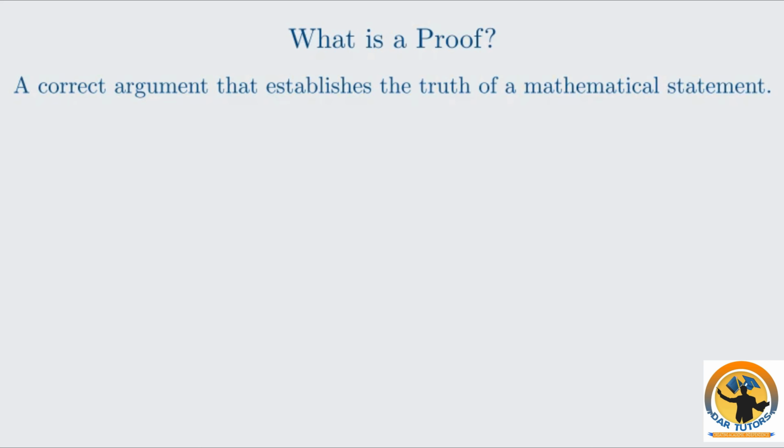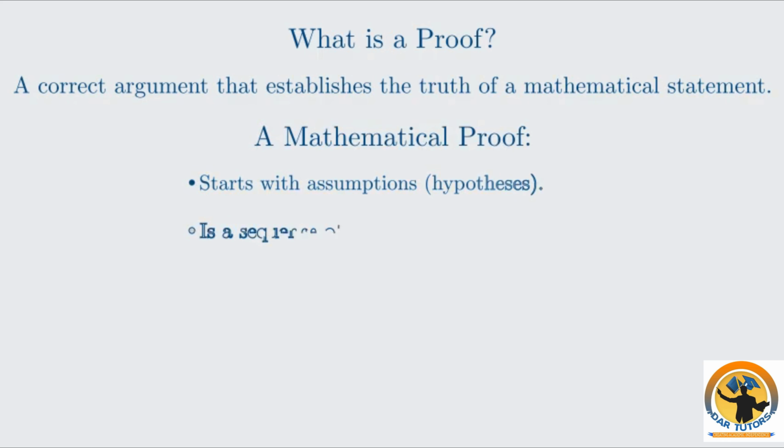Every proof follows a logical structure. It starts with assumptions, called hypotheses, and through a sequence of correct mathematical steps, it arrives at a conclusion. So a proof begins with hypotheses, proceeds through a sequence of correct steps, and ends with a conclusion.